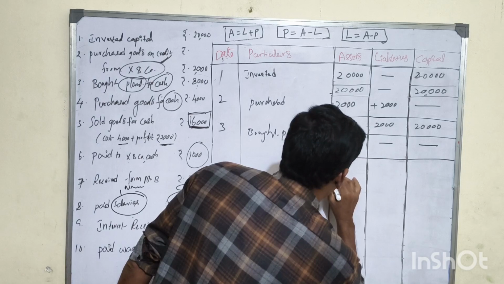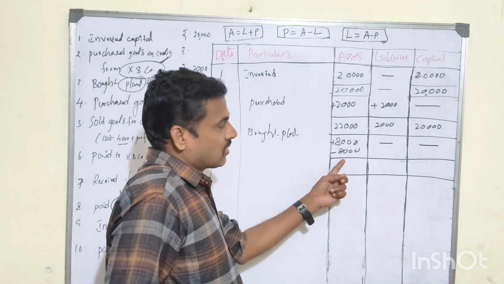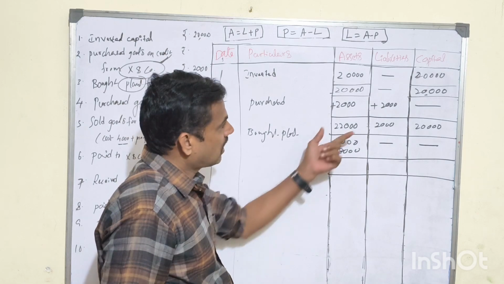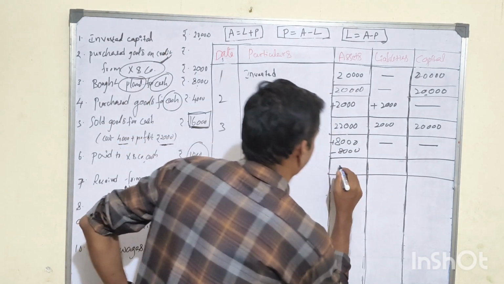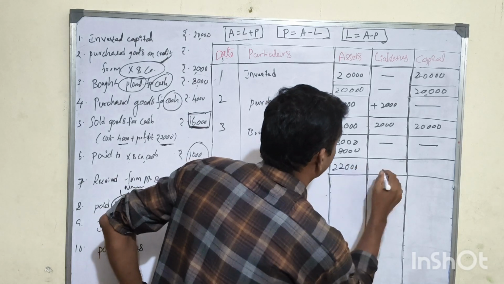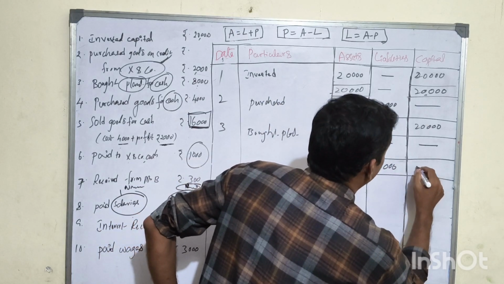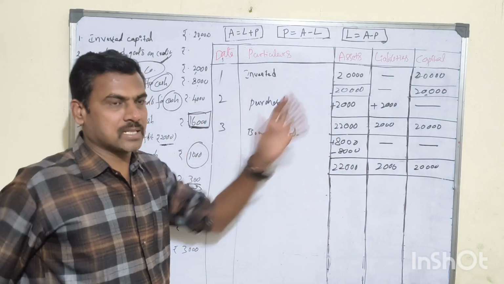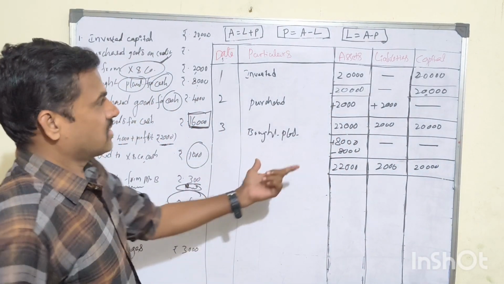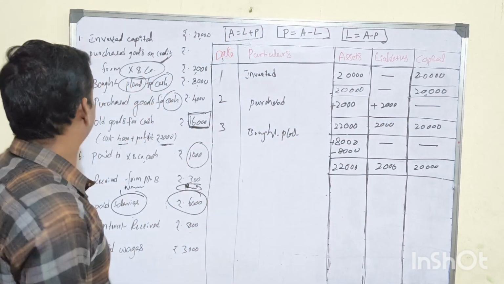Revise the equation again. Plus 8,000 minus 8,000. Zero impact. And the total was there as per the earlier equation. Just record it. 22,000 asset, 2,000 liability, and total capital is equal to 20,000. There is no impact. There is no change in the total asset, liability, and capital. Let's record the next transaction.